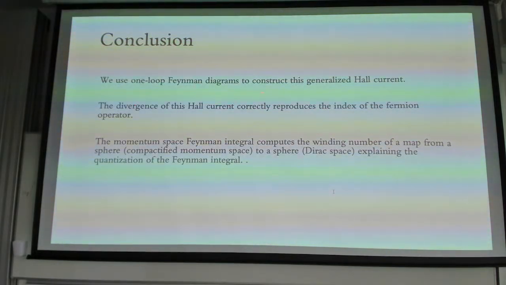Use a one loop Feynman diagram to construct the current. The divergence of it produces the index, and the momentum space Feynman integral computes the winding number of a map from sphere to sphere. And so with that, I would like to end, and I would like to remind you, the hope is that we will be able to use this construction to tell the difference between gapped and gappable gapless fermions in interacting theories. So that's the eventual goal, and thank you.